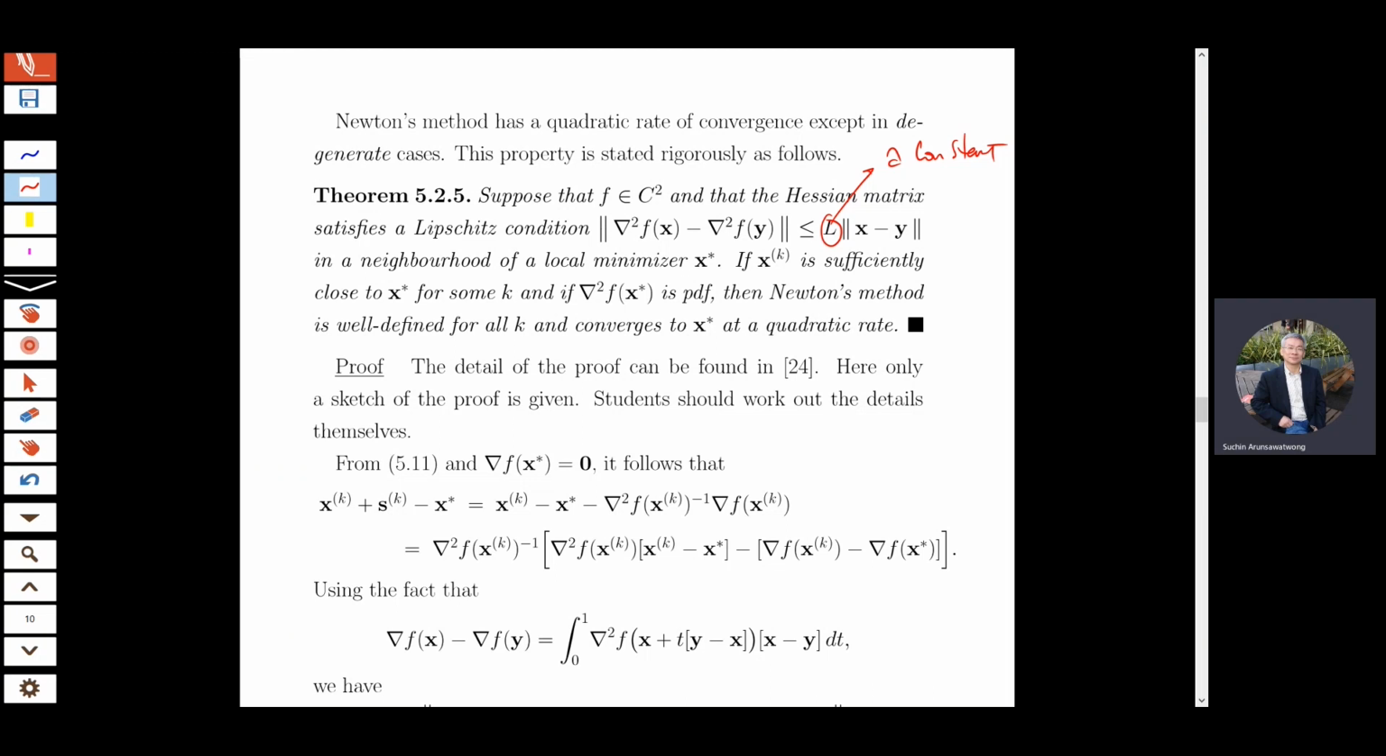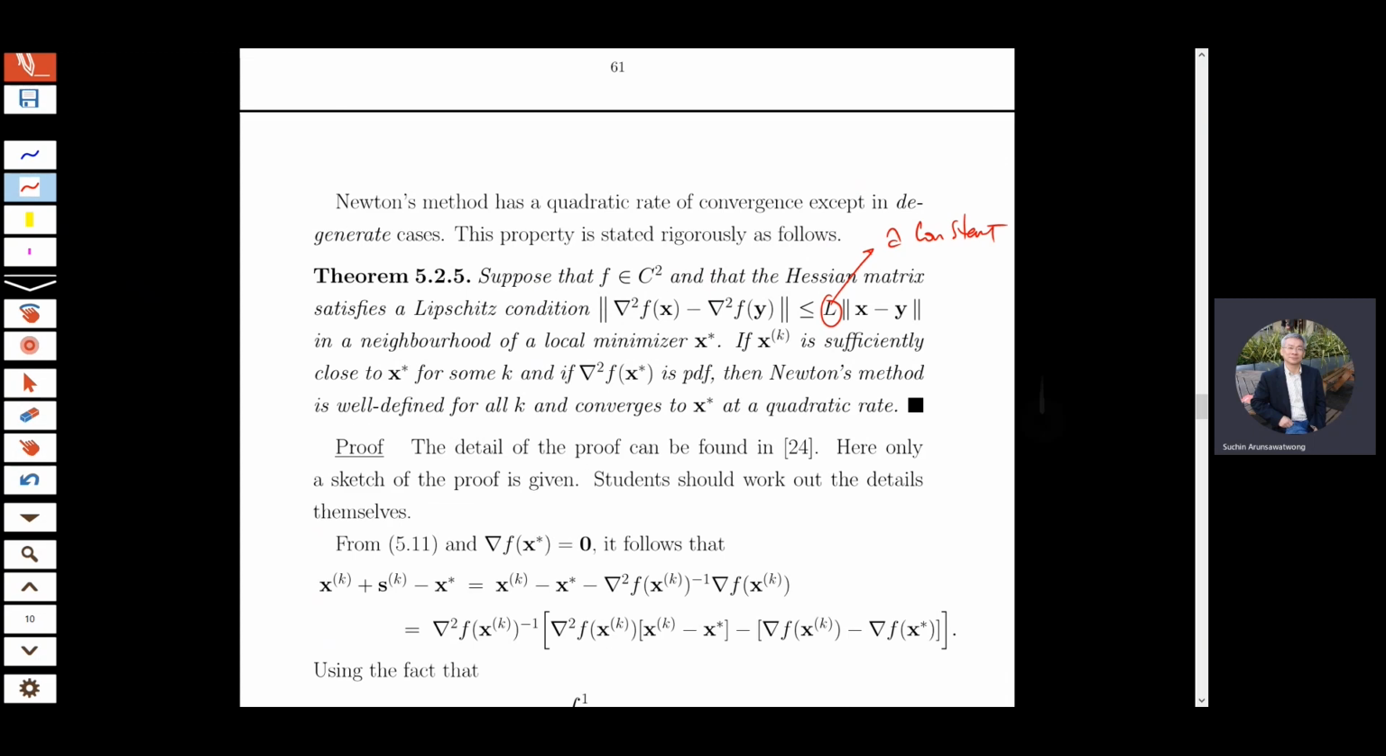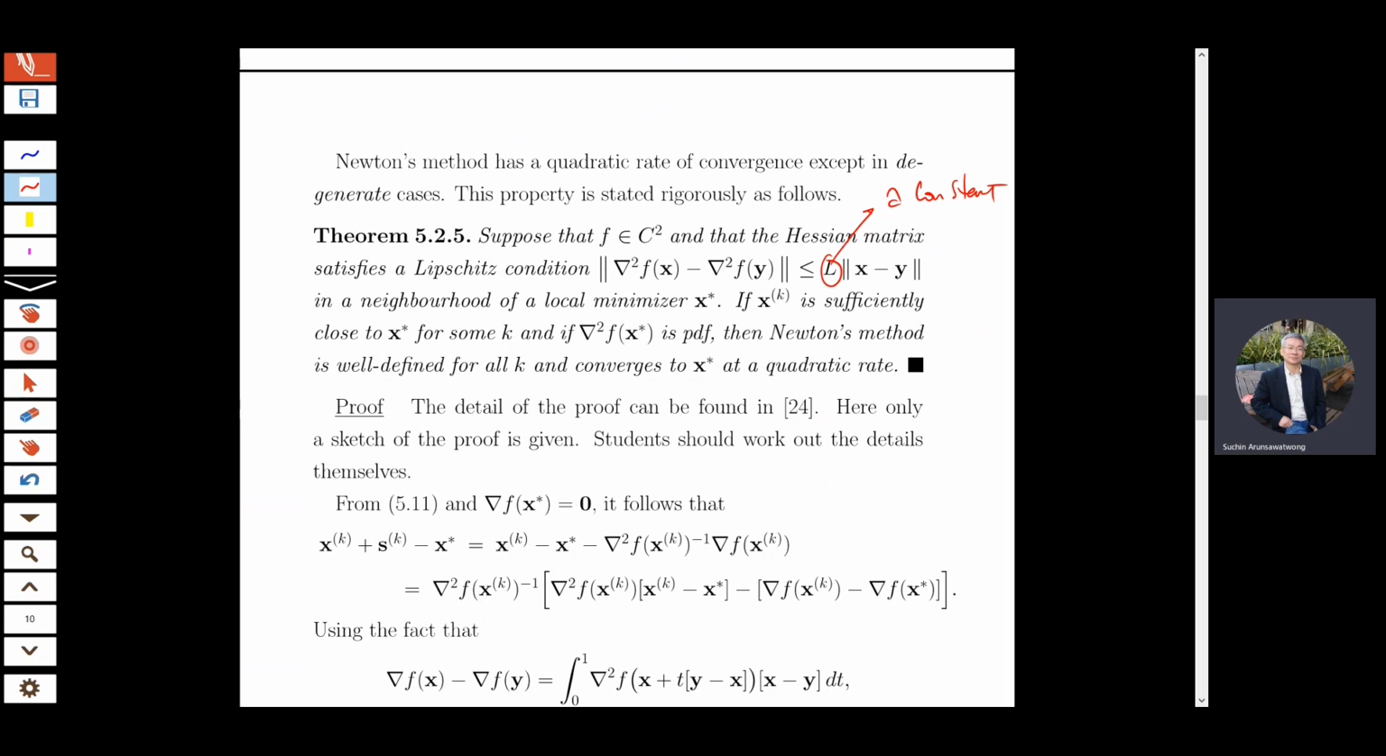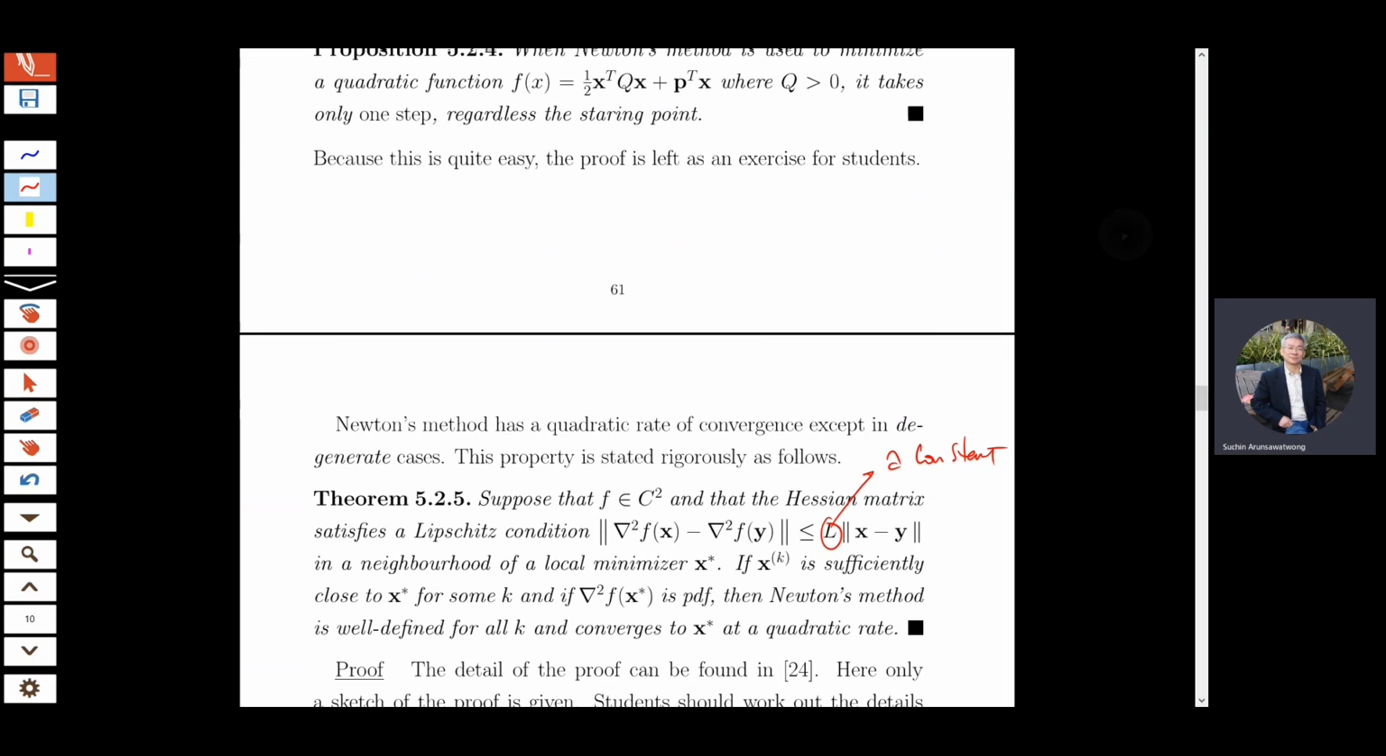And if the iterate xk is sufficiently close to x star for some k, that means after we do the iteration for some time, xk gets to somewhere near the minimum point, not at the minimum point but near it, then it will converge with a quadratic rate of convergence. When we use Newton's method, I think at the moment we skip the proof because it takes a long time to prove this.